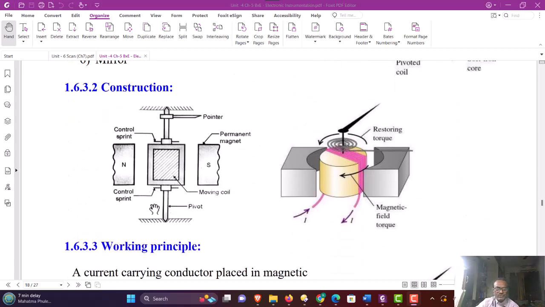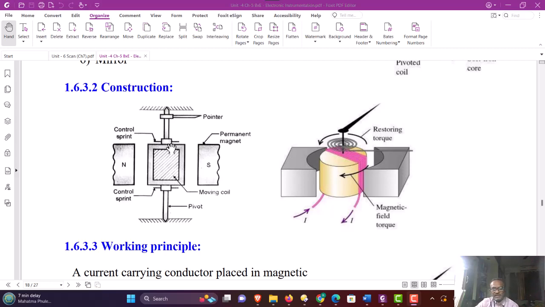Typical construction is shown here. See, here the mechanical bearings called jewel bearings are shown. The pointer is connected to this movable shaft. To this shaft, the coil is connected, which is shown here by the square shape. The hatched portion is a fixed soft iron core, whereas the horseshoe magnet north and south poles are shown. There is a control spring provided which will always restore the pointer to zero position.